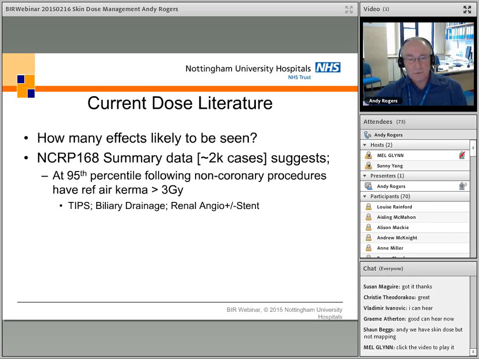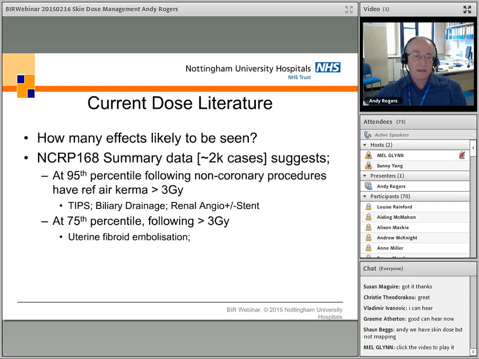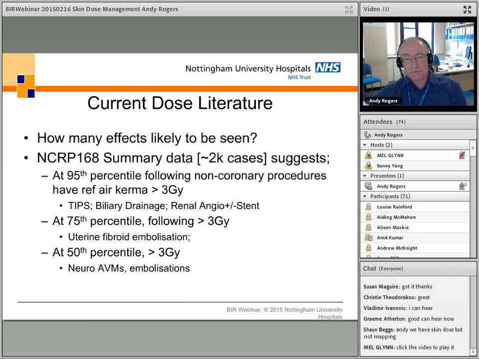So in these types of procedures, you might expect a few of your patients to go over 3 gray. So you'd just keep a wary eye, wouldn't you? 25% are going to go over 3 gray, and this is in the American summary data in 168. Uterine fibroid embolizations. We're now getting down to where you might expect 50% of your patients to go over 3 gray, and they were talking about neuro arteriovenous malformations and embolizations.